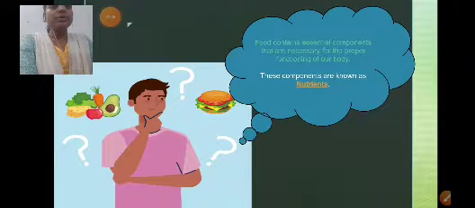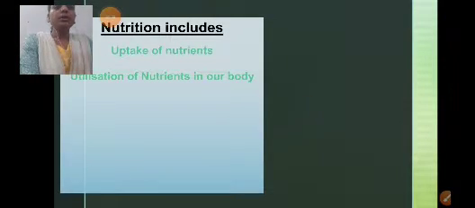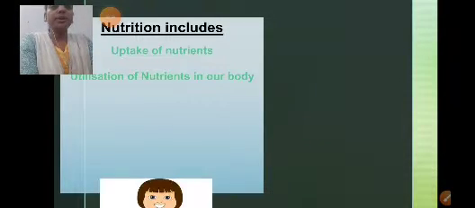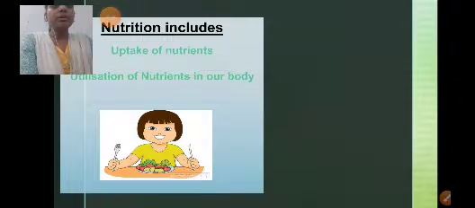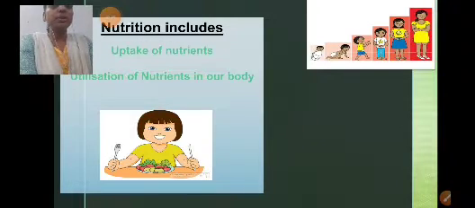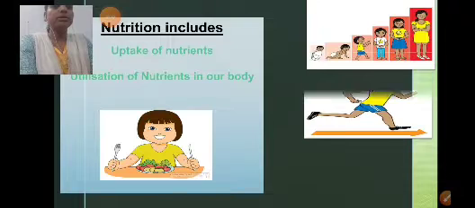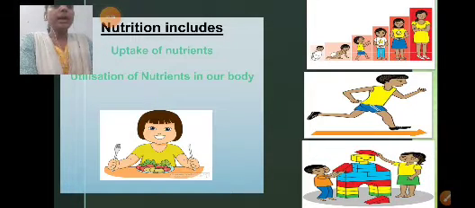Let us now see some of the nutrients that are present in the food that we eat. Some of the nutrients are carbohydrates, proteins, vitamins and minerals, and fats. Now, what does nutrition include then? Nutrition includes the uptake of nutrients and then the utilization of these nutrients in our body for growth, for energy production and also for building our body. So, this is the entire process of nutrition.